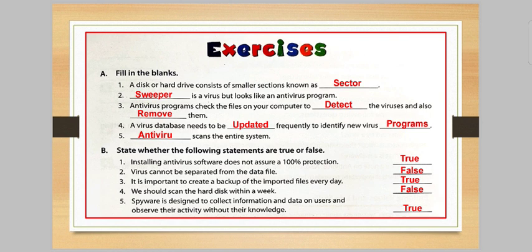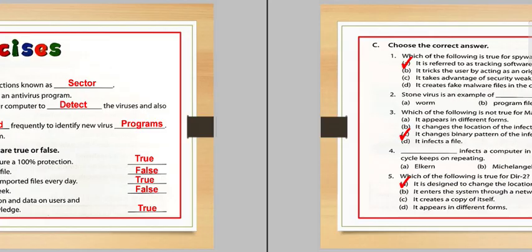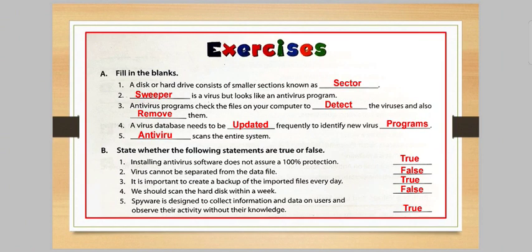It is true because we need to update the antivirus software frequently. Next, virus can be spread from the data file. This is false. In this statement, virus cannot be separated from the data file. Sometimes the virus can be separated, sometimes it cannot be.